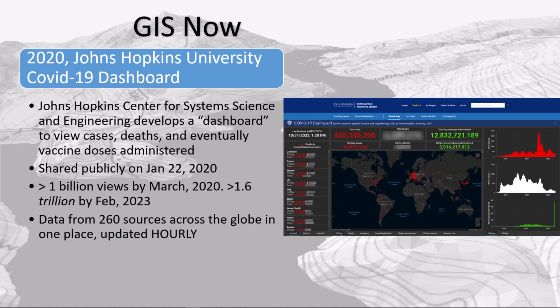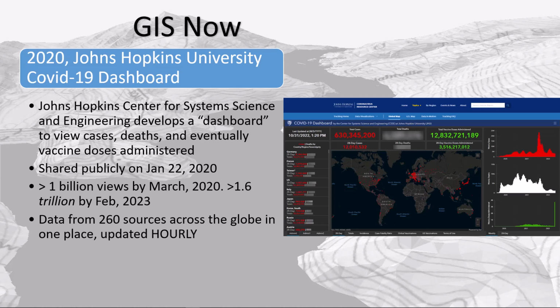By March 2020, just 6 weeks after it was shared publicly, it had received 1 billion visits. Since then, it's been seen in presidential addresses and still shows up in news articles today, and it's been visited more than 1.6 trillion times, making it the most popular example of GIS today by far. Just think of that for a minute. There is this one site where any one of you can type in a link and go see an immense wealth of statistical data for the entire world for this one disease that is updated on an hourly basis.